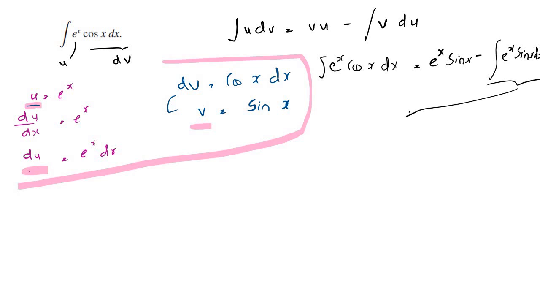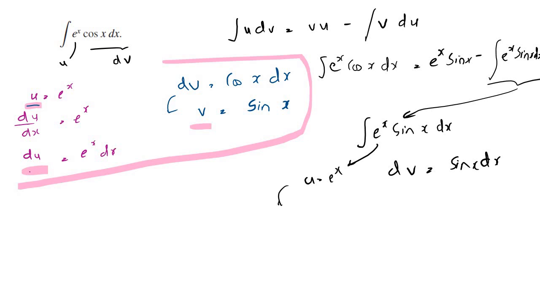We'll have to differentiate that by parts. So let's do that next. If you integrate e to the power x sine x dx by parts, taking e to the power x as u, so u equals e to the power x, and dv equals sine x dx. If we differentiate this, we get du over dx is equal to e to the power x.